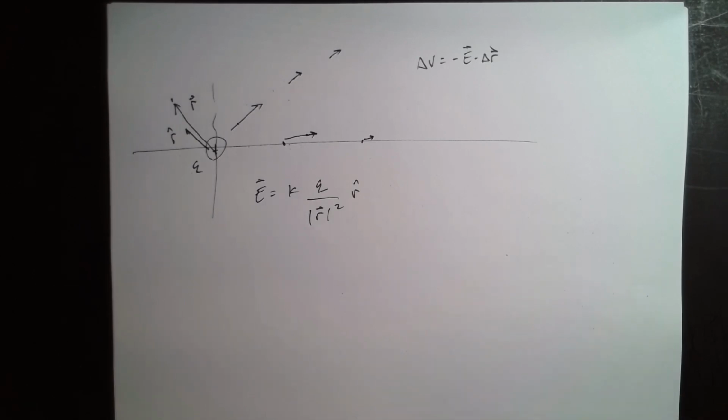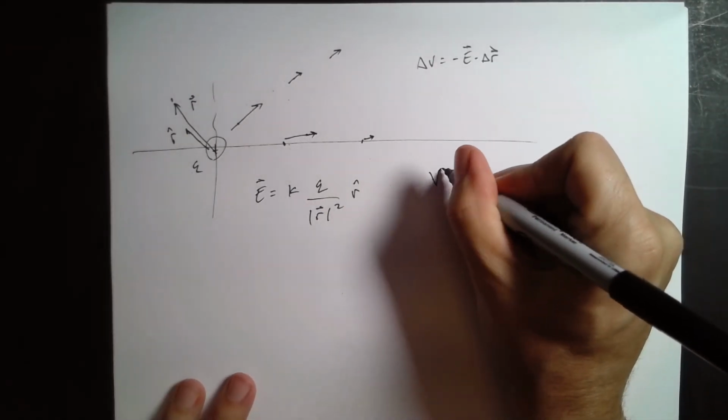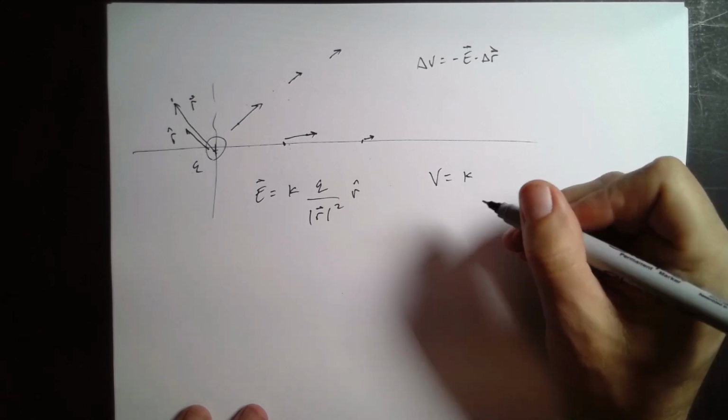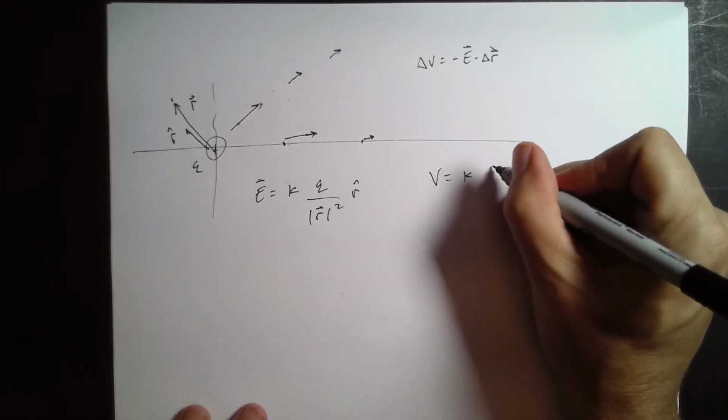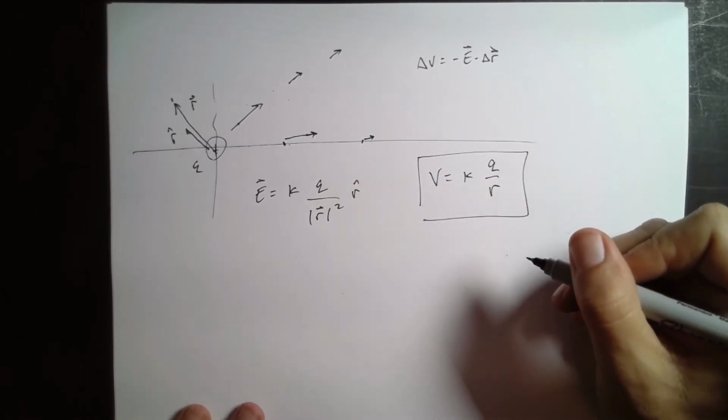So you'll see this for the electric potential for a point charge. They'll say V equals, and when I say they, I mean just about every single book out there, V equals k Q over r. And that is the potential due to a point charge.